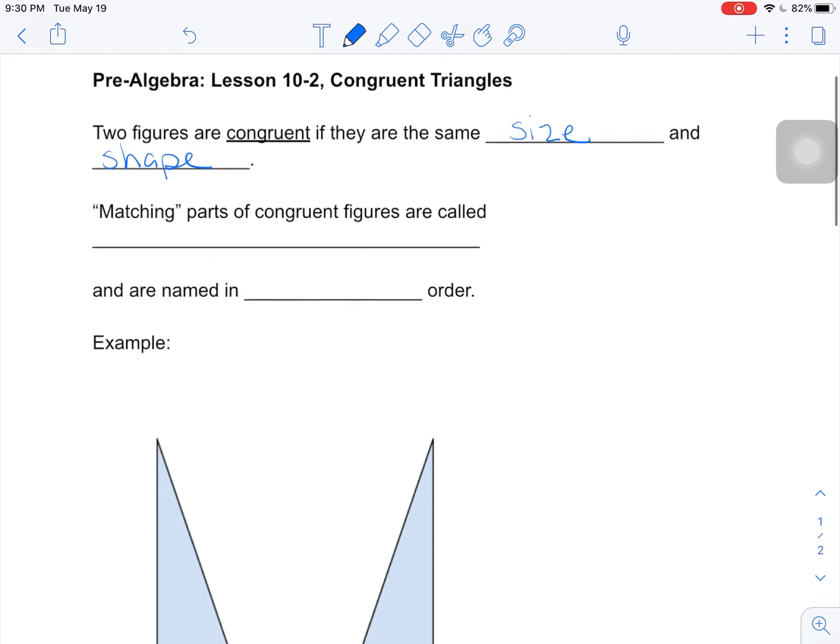If we have congruent figures, we can match up the parts of those figures. So we can take a part off of one figure and find what the same part would be in the other figure. So those matching parts are called corresponding parts. And corresponding is just another word for matching. When we're naming corresponding parts, this is very important, and you're going to see what I mean by this when we look at an example in just a second. But corresponding parts are named in matching order. So you'll see what I mean about matching order in just a minute.